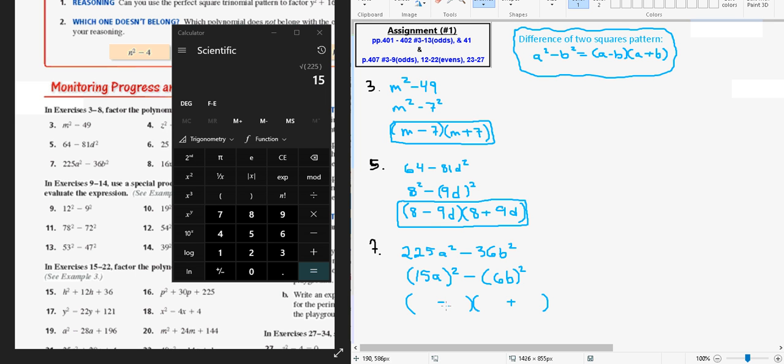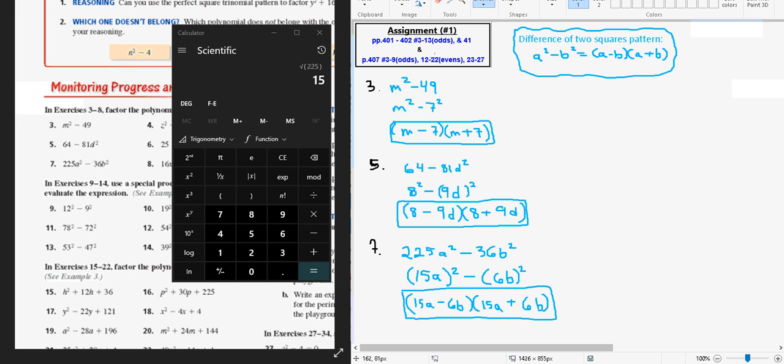I'm not going to say a minus b, a plus b, because I've already got a's and b's in this one, so I don't like that the authors used a's and b's, but it still works. So we've got 15a minus 6b and 15a plus 6b, and that is the factored form of that original binomial. And there we go. All right, moving on.